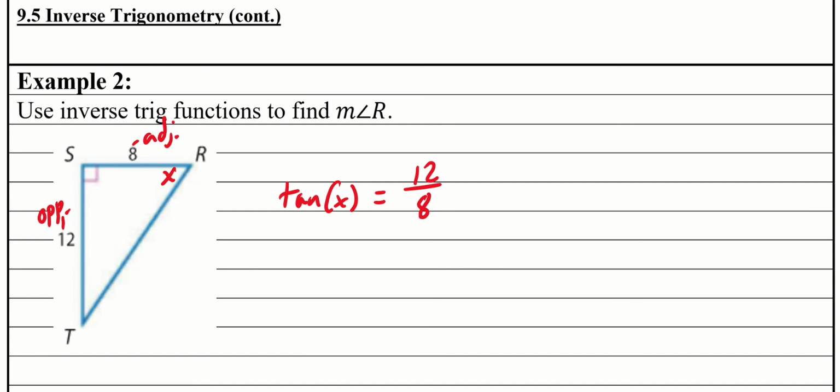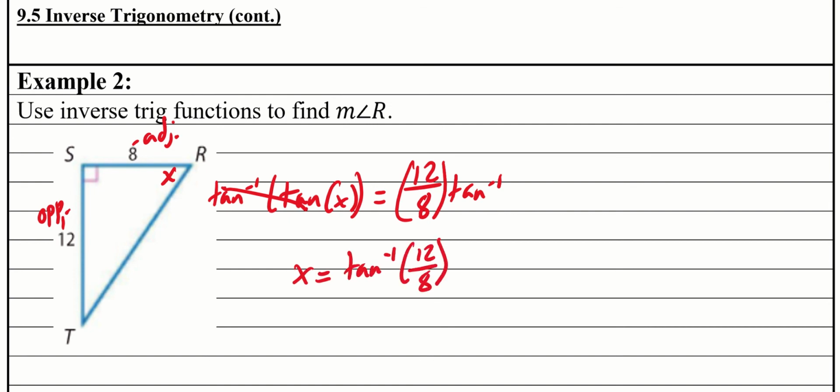If I wanted to, I could simplify that fraction as well, but it doesn't really matter. To get X by itself, before I start plugging things into my calculator, I need to get rid of that tangent function. Our process of doing that is to do the inverse, so the tangent to the negative first power on both sides. On the left side they cancel each other out, leaving me with X, and on the right side I'm just going to write inverse tangent of 12 over 8.